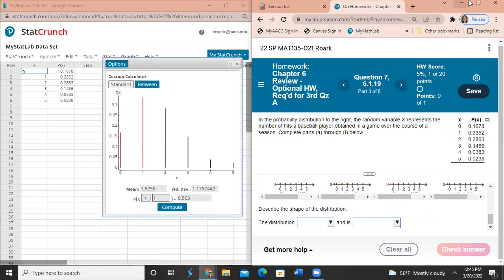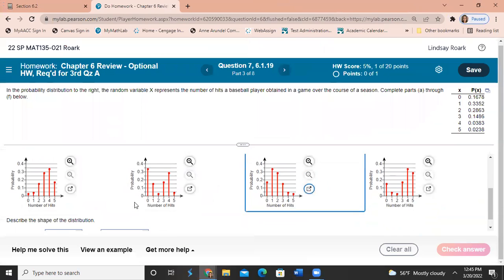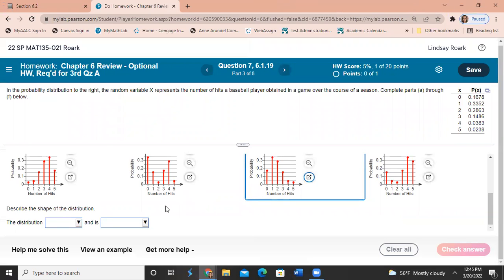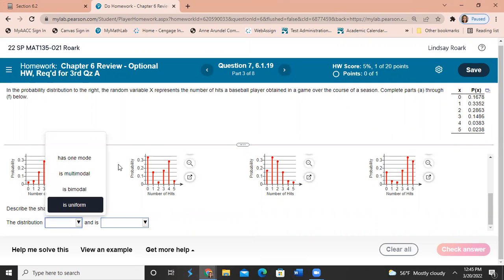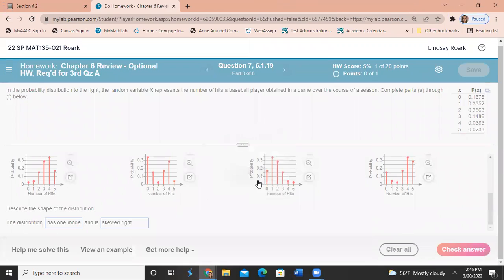Again, sometimes you have to be a little bit more careful and maybe do like a pop out of the graph to take a closer look. And then they talk about what the distribution is. You'd say it has one mode because there's one that's the highest. There's not two that are the same height, that are both the highest. And I think I would technically say it's skewed to the right because that is where the tail is.